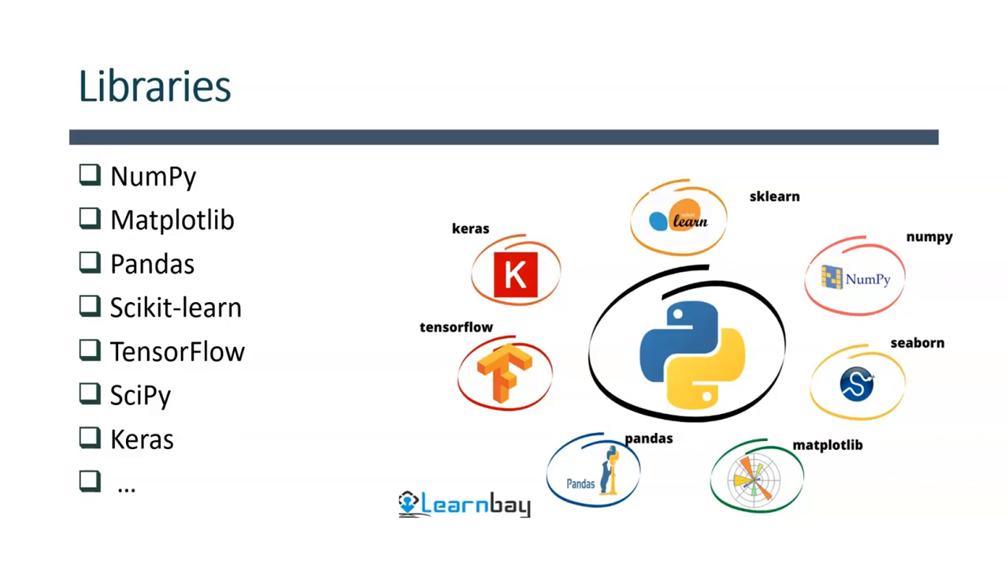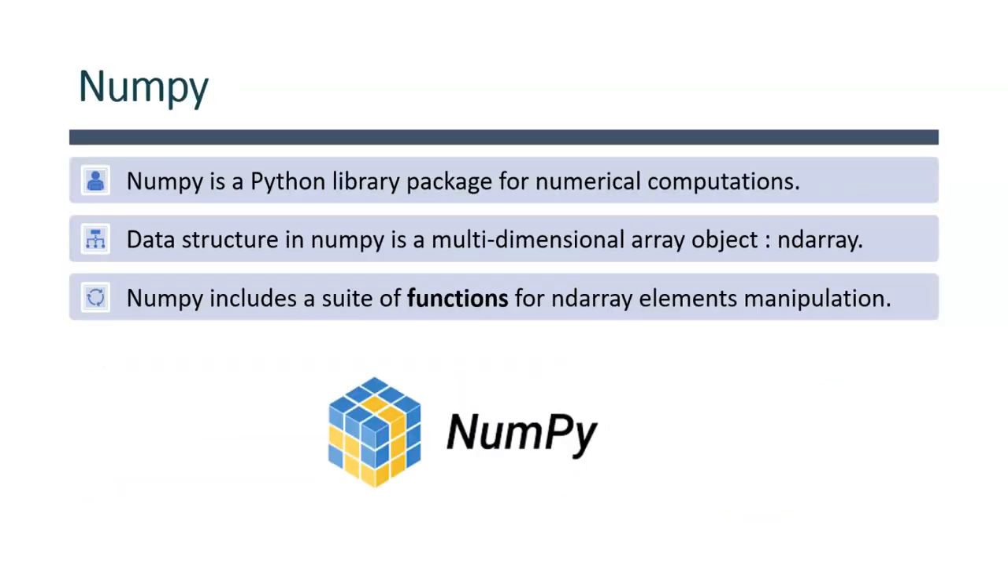There are a lot of libraries in Python. One is NumPy, which you might have used in your practice. Matplotlib is for plotting graphs. We have Pandas, scikit-learn, TensorFlow for deep learning, SciPy, and Keras, which is also for deep learning. So these are multiple libraries we have in Python. Today we will talk about NumPy and how it works.